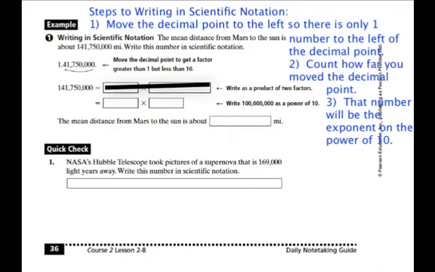We're not going to write this line, so just draw a simple line through it. Now remember, we moved our decimal point so that it was between the 1 and the 4. So we have 1.475 times 10 to the 8th. It's to the 8th power because we moved it 8 places. The mean distance from Mars to the Sun is about 1.475 times 10 to the 8th miles.